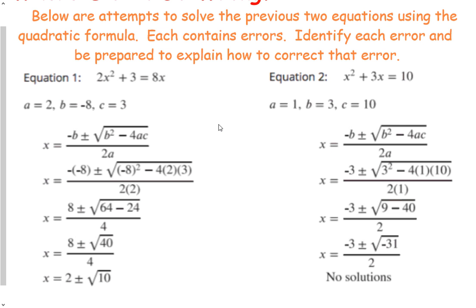Okay, first one, a equals 2, b equals -8, c equals 3. Looks like they've subtracted the 8x to get the b equals -8. Perfect. Okay, excellent. So going through this work, what do you think? Does it match what we did before? Definitely looks like it matches. Everything's good.